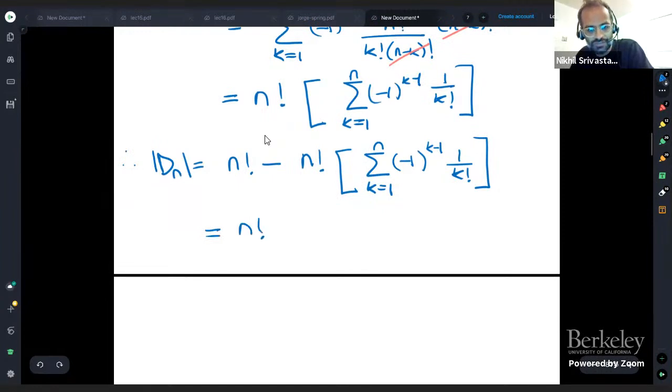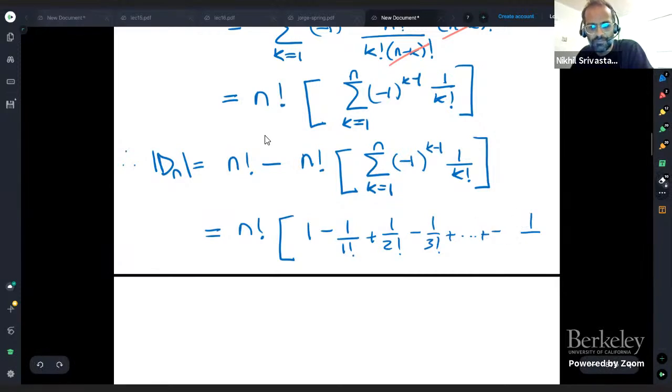You get that this is n factorial times 1 minus 1 over 1 factorial plus 1 over 2 factorial minus 1 over 3 factorial dot dot dot, plus minus 1 to the n times 1 over n factorial. Now that's not that nice, but does that remind anybody of anything they've seen elsewhere?